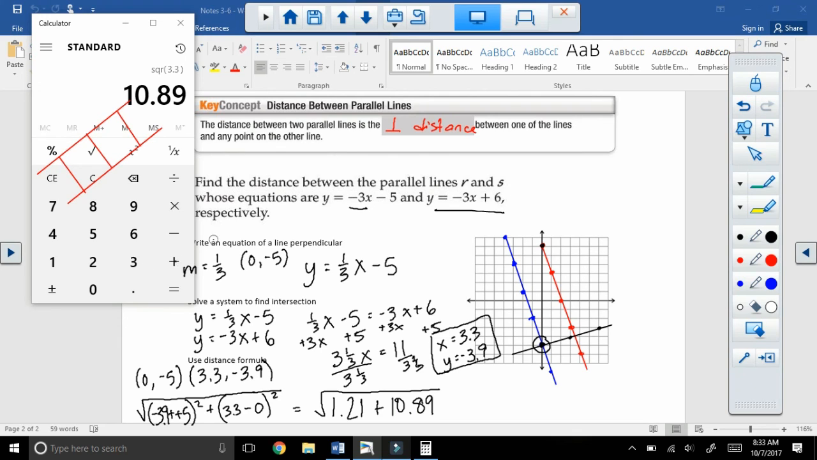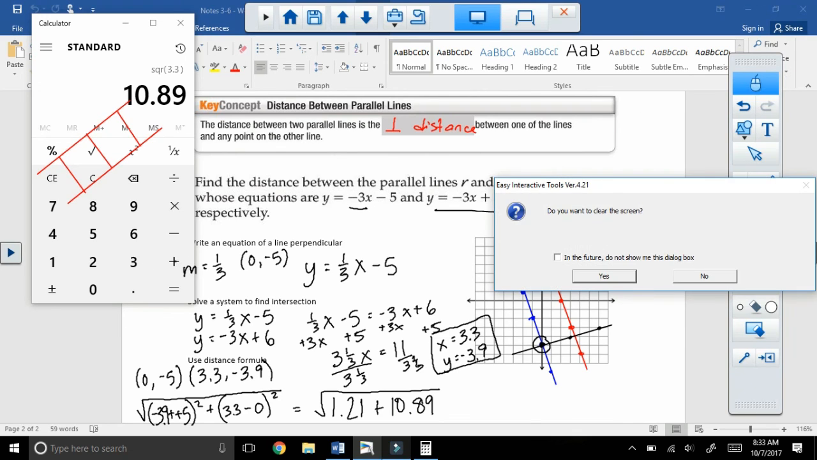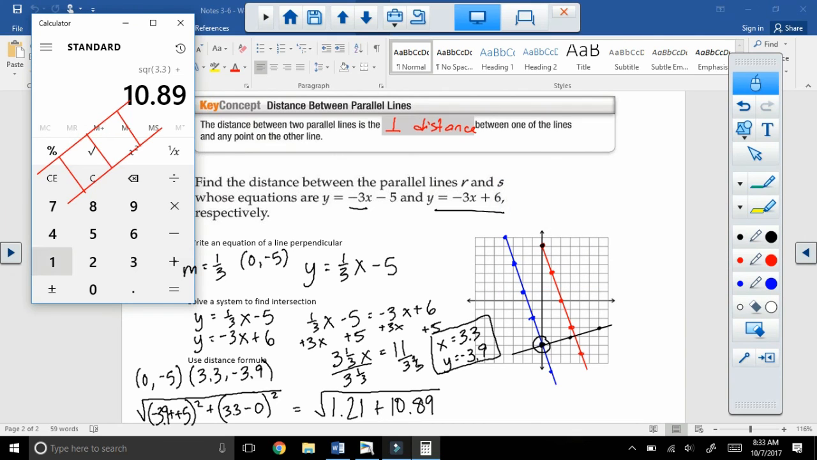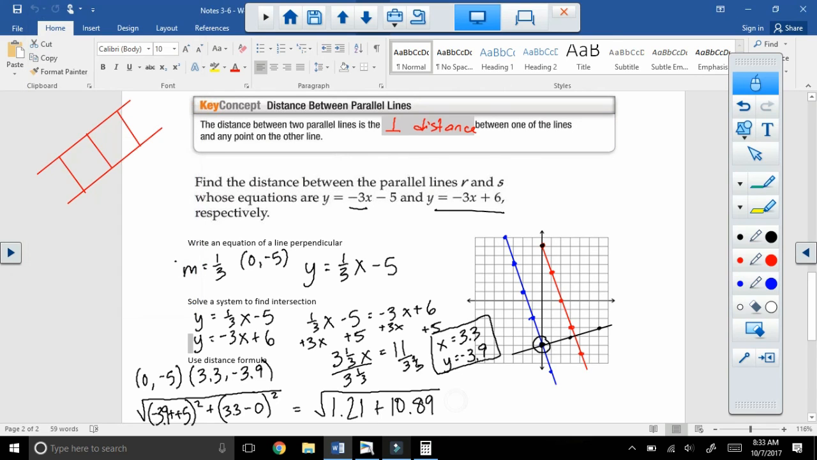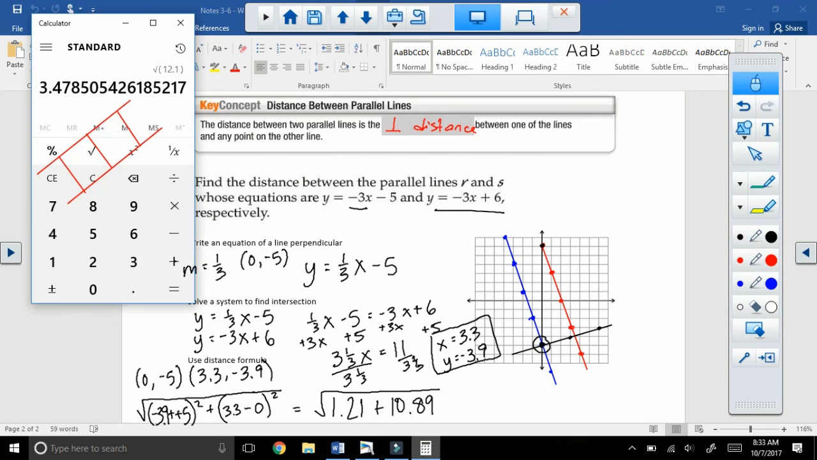When I add that together then, 1.21 plus 10.89, now I'm going to have to take the square root of 12.1. This right here ends up being approximately 3.47. Or if you wanted to, you could have just left that as the square root of 12.1.